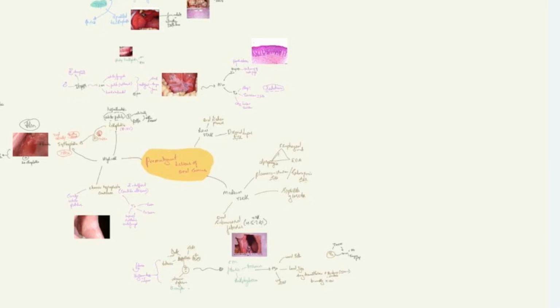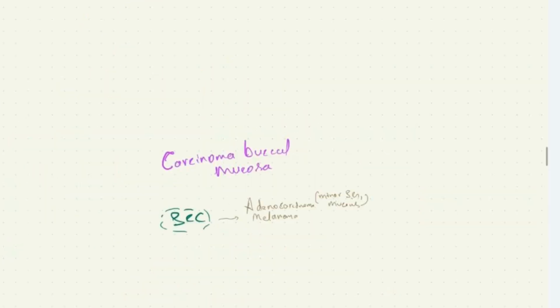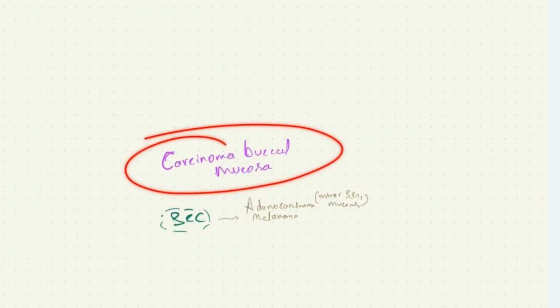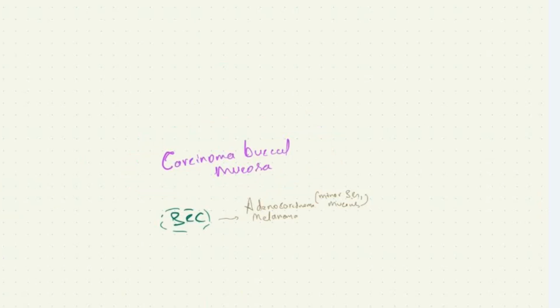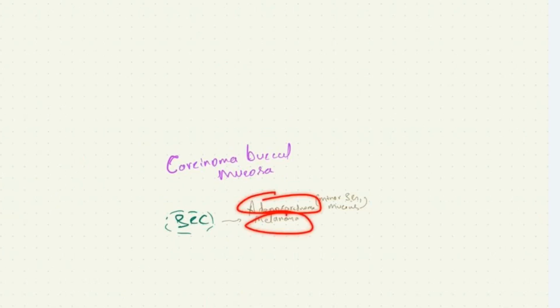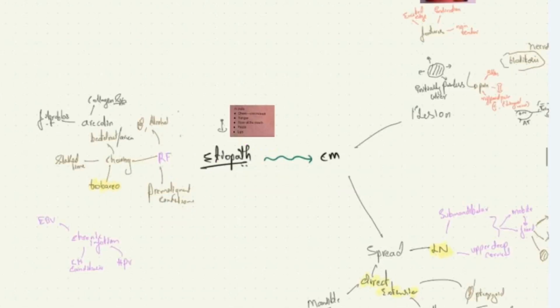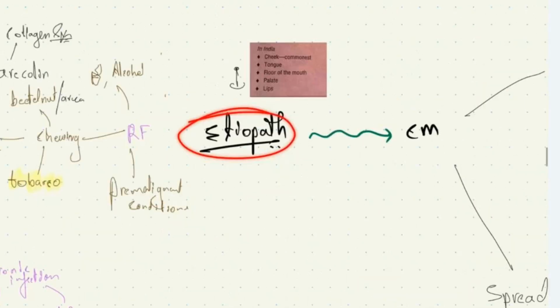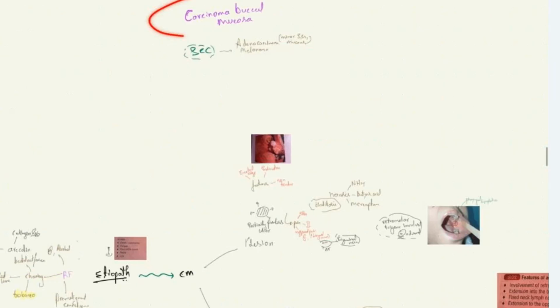Now the carcinoma of buccal mucosa. In carcinoma of buccal mucosa, most commonly we see squamous cell carcinoma, followed by adenocarcinoma and melanoma, which are rare. The adenocarcinoma can arise from minor salivary glands or mucus secreting glands. What is the etiopathophysiology of this condition, that is carcinoma of buccal mucosa?